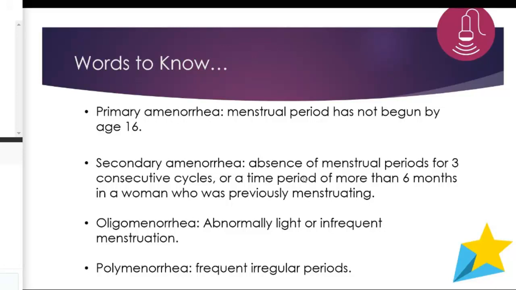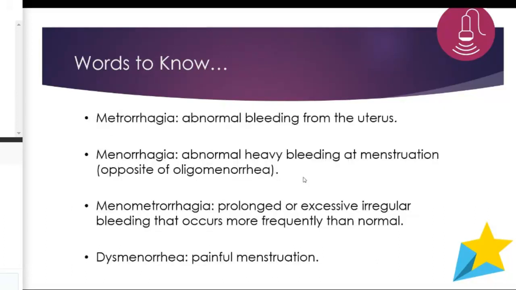Oligomenorrhea, abnormally light or infrequent menstruation. And polymenorrhea, opposite, frequent irregular periods. These terms here are extremely important. I should have put 2 stars over here. So metrorrhagia, abnormal bleeding from the uterus. This can be used in a lot of different situations.